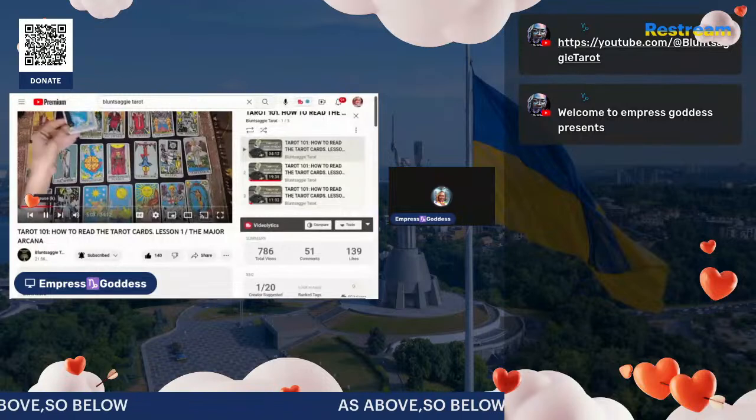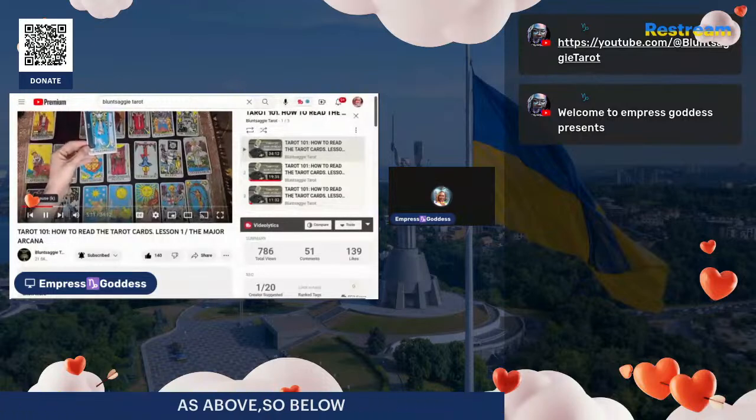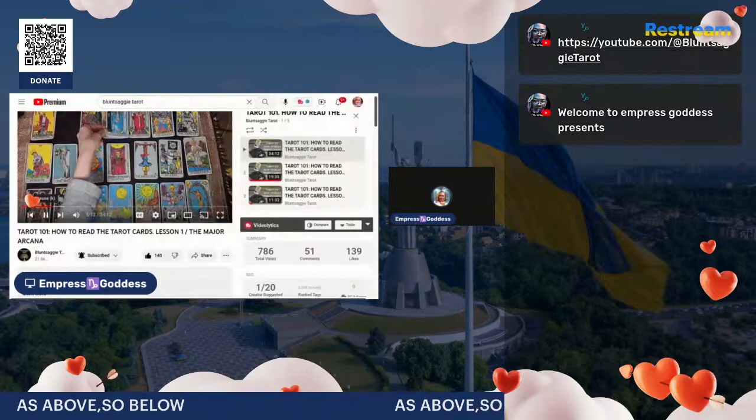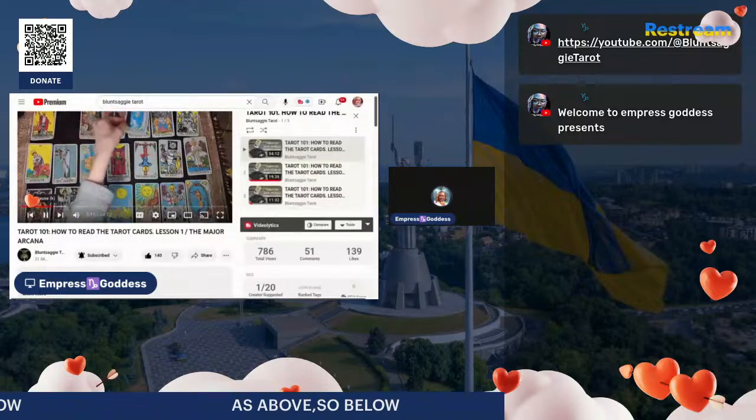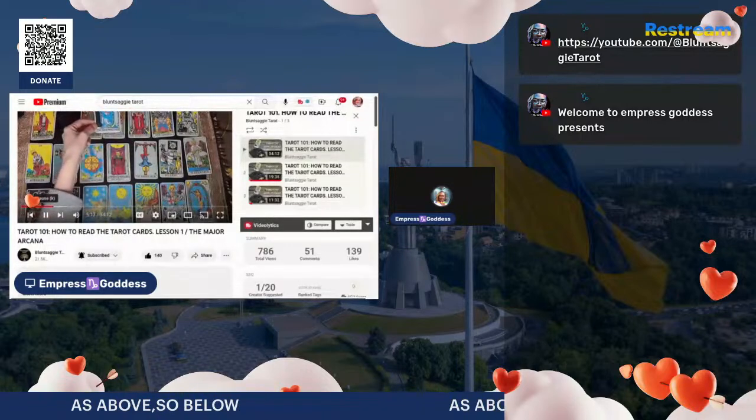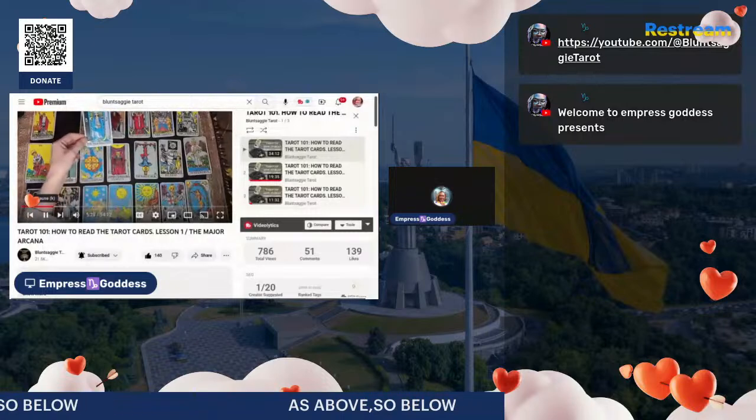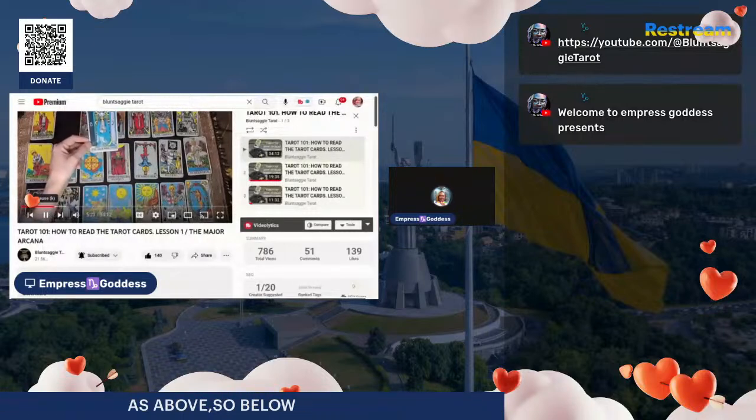So the High Priestess, this is card number 2. This represents the divine feminine. It is the match to the Hierophant. If we're talking about adults, this is the husband. The Hierophant is the husband. The Priestess is the wife. The genders do not matter. It's the energy. So the High Priestess is the divine feminine.